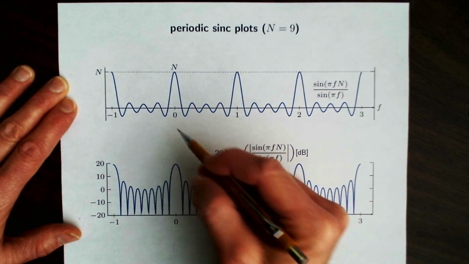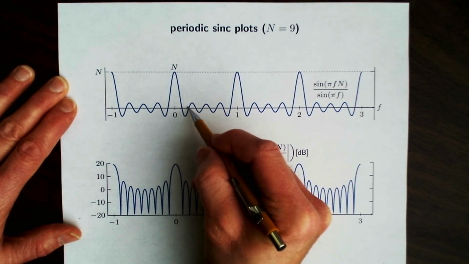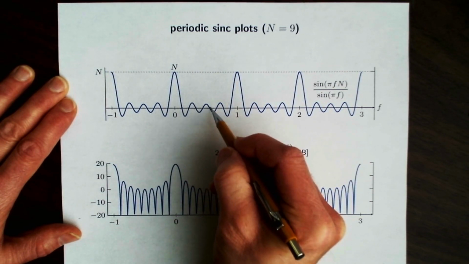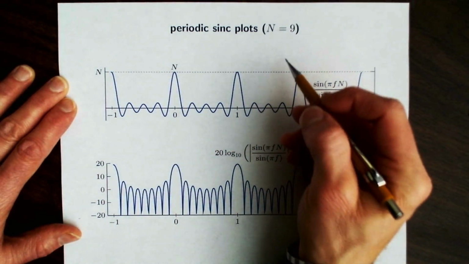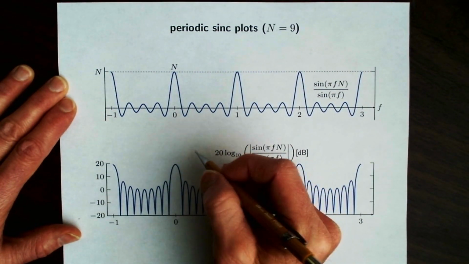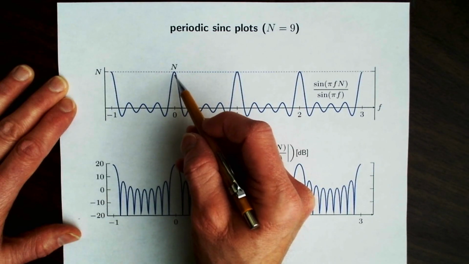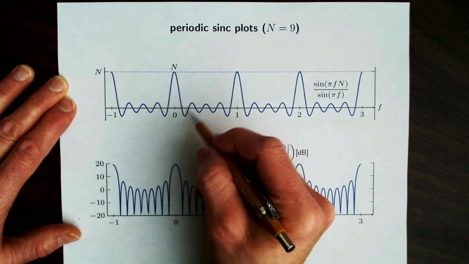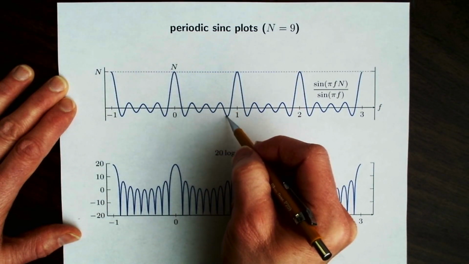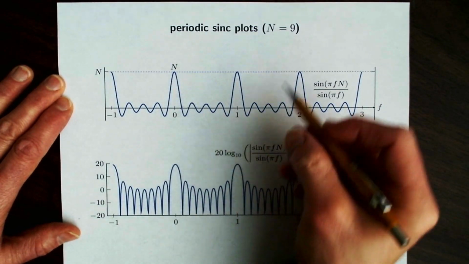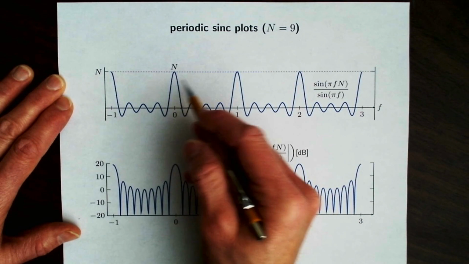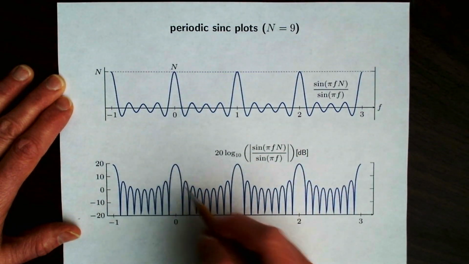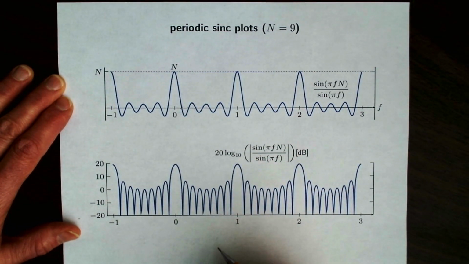If you count the number of zero crossings, 1, 2, 3, 4, 5, 6, 7, 8, there are 8 zero crossings in any period, and how many extrema are there in any period? Well, let's see, there's 1, 2, 3, 4, 5, 6, 7, 8. So there are n-1 in general zero crossings and n-1 extrema in each period of this function.